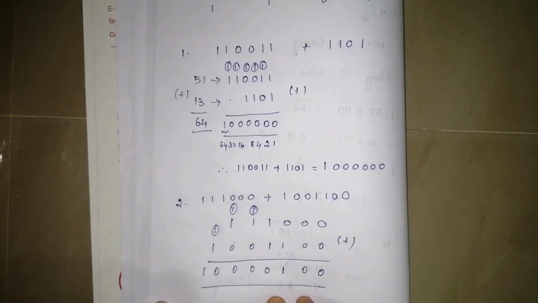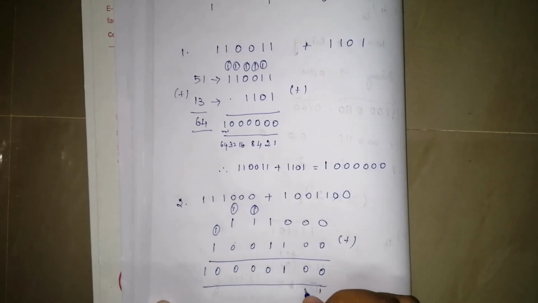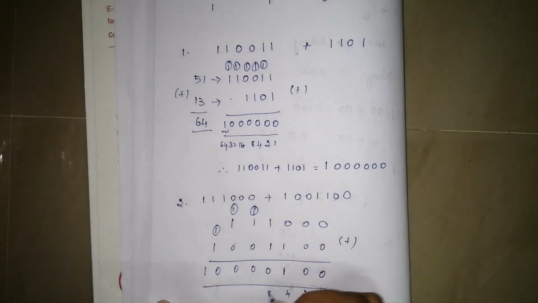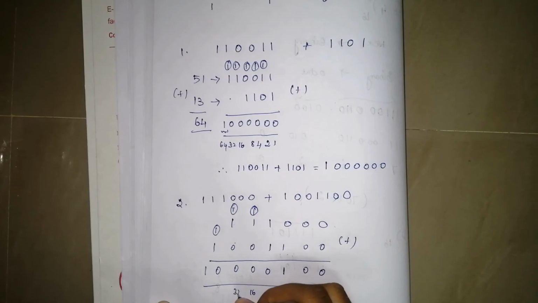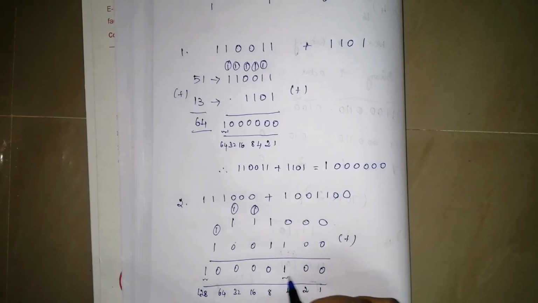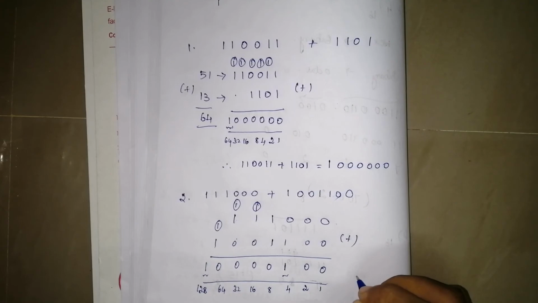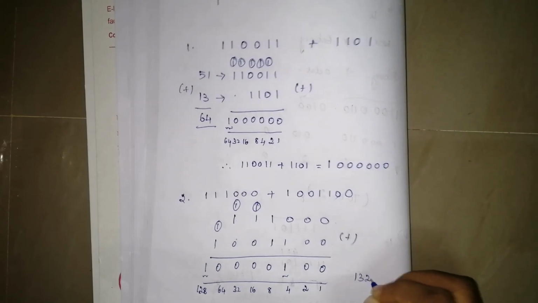So we'll see the answer. What is the decimal equivalent of this number first? 1, 2, 4, 8, 16, 32, 64, 128. So the answer is, 128 is 1 and 4 is 1. 128 plus 4 is 132. So the answer is 132.